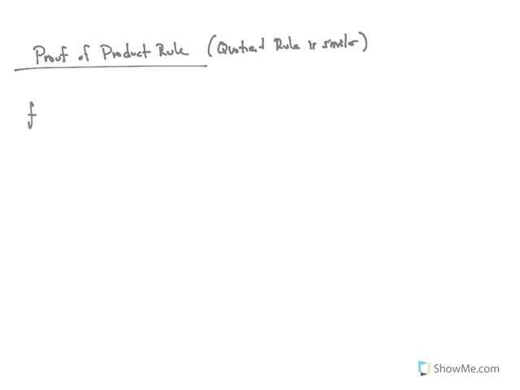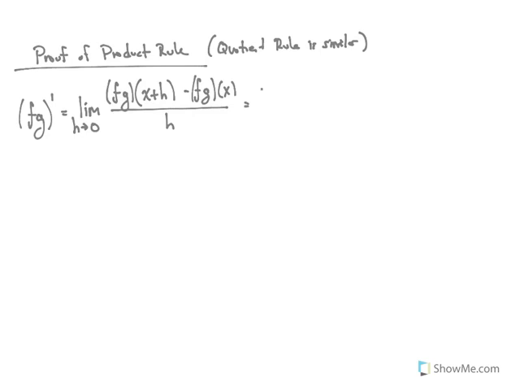So if I want to find the derivative of fg, I'm going to write this as the limit as h approaches 0 of fg of x plus h minus fg of x all over h. And what that means is this is the limit as h approaches 0 of f of x plus h times g of x plus h minus f of x times g of x all over h.